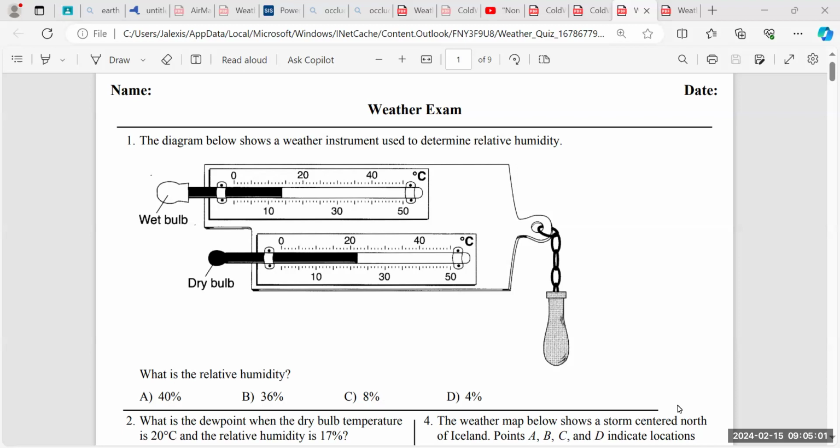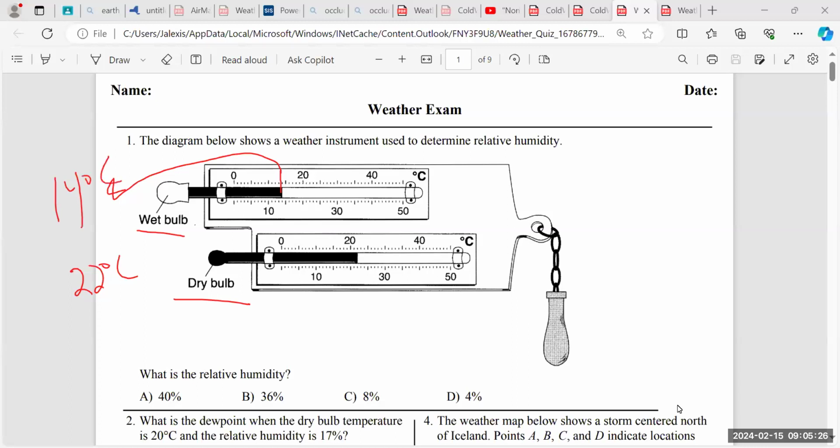When I'm looking at the dry bulb, I see right here it looks to be 22 degrees Celsius. So my dry bulb, I'll put right here on the side, 22 degrees Celsius. And what is my wet bulb? It looks to be about 14 degrees Celsius.